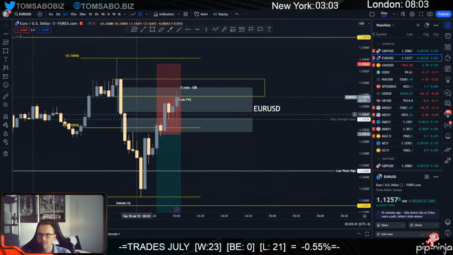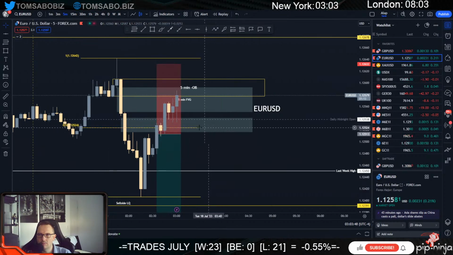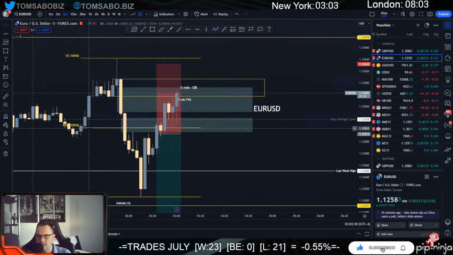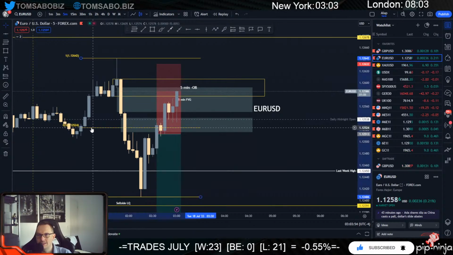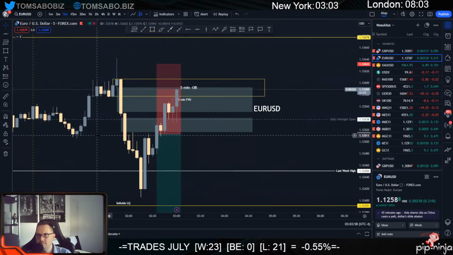I'm just using the fib for optimal trade entry. I'm just looking at this to determine where is equilibrium. Otherwise, I don't really care about the fib. So I'm not really into fib.